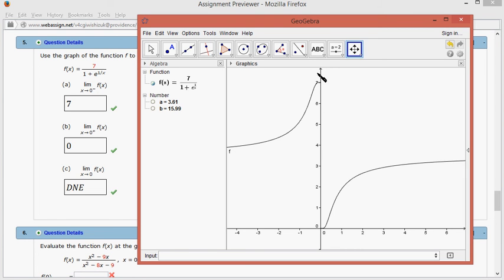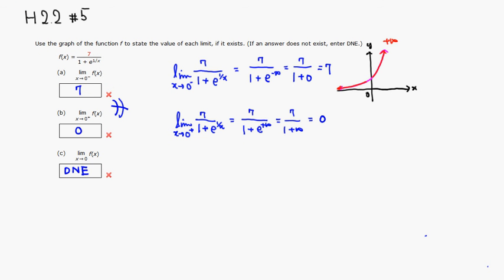But the left-hand limit and the right-hand limit, those tendencies do not agree with each other. Therefore, the two-sided limit does not exist. That's it. I hope that this was clear.